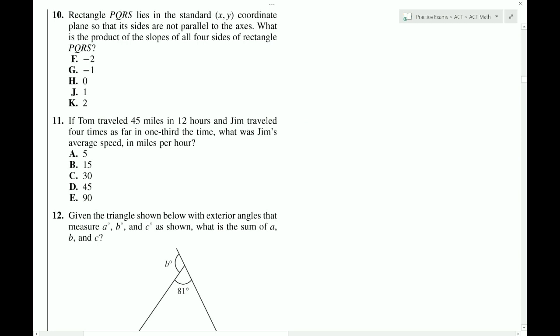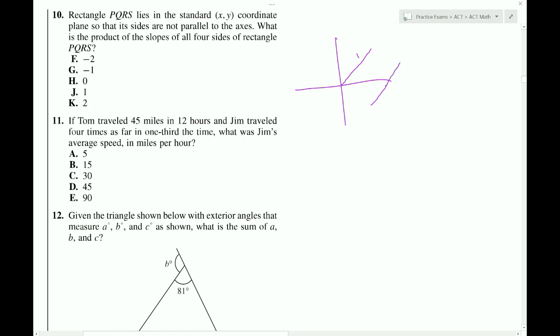Rectangle PQRS lies in the standard xy coordinate plane so that its sides are not parallel to the axes. Alright, so it might look like that, roughly. What is the product of the slopes of all 4 sides? Okay, so this is one of those questions where I've allowed a little bit of freedom on what I can do. So what I'll do is I'll make the first side have a slope of 1. So this is along the line y equals x.